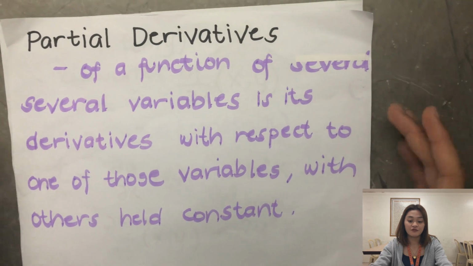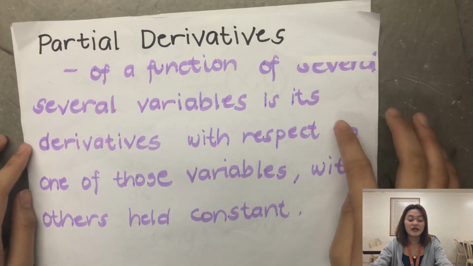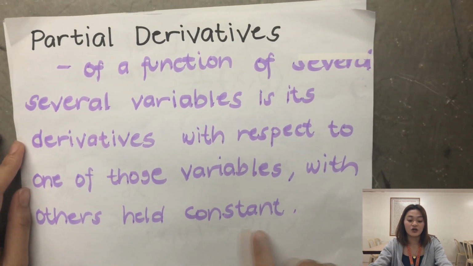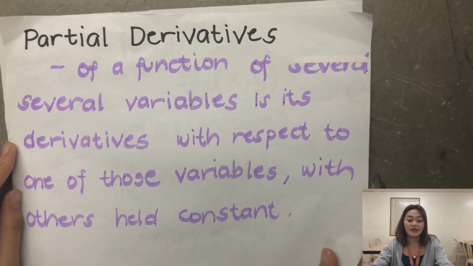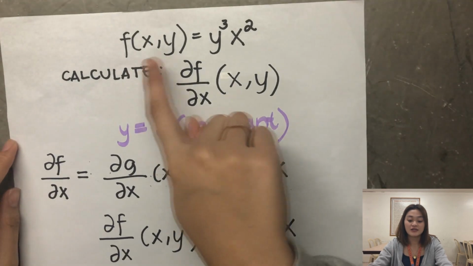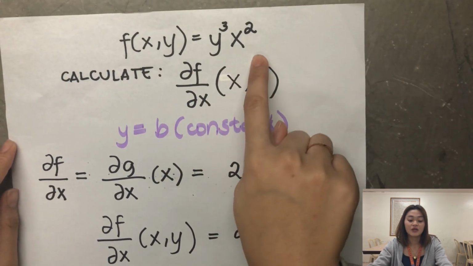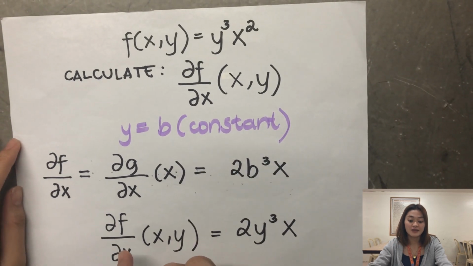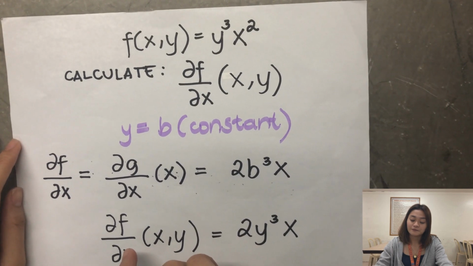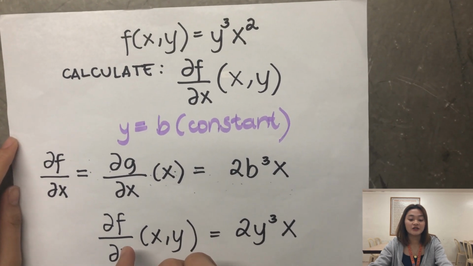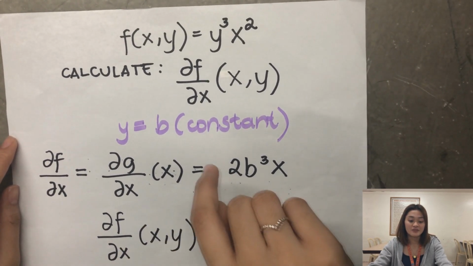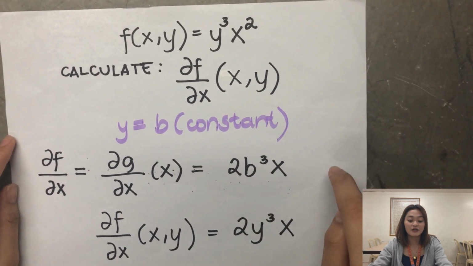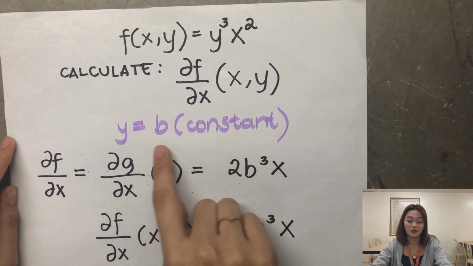A partial derivative of a function of several variables is its derivative with respect to one of those variables, with the others held constant. For example, let f(x,y) equal y cubed x squared. Calculate the partial derivative with respect to x. To calculate the partial derivative of f with respect to x, we simply view y as being a fixed number and calculate the ordinary derivative with respect to x.